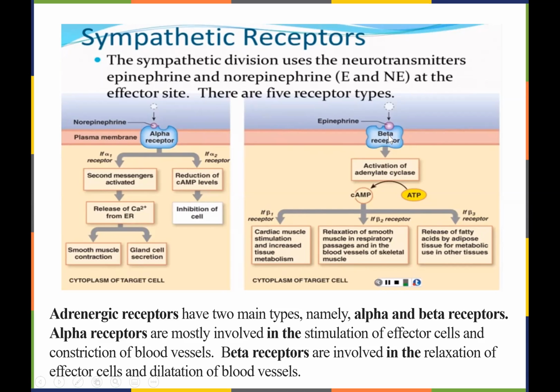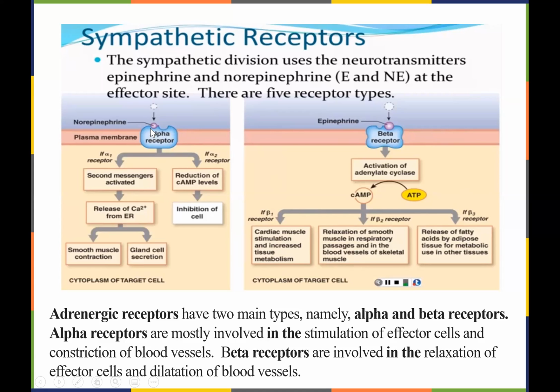There's another receptor called the beta receptor, and there are 3 subcategories in them: beta 1, beta 2, and beta 3. The beta 1 will stimulate the cardiac muscle and increase cellular metabolism. Beta 2, just like alpha 2 that we saw, is going to inhibit or relax the muscle, relaxing smooth muscles of your respiratory system. The third one will trigger metabolism of your fatty acids to make energy.